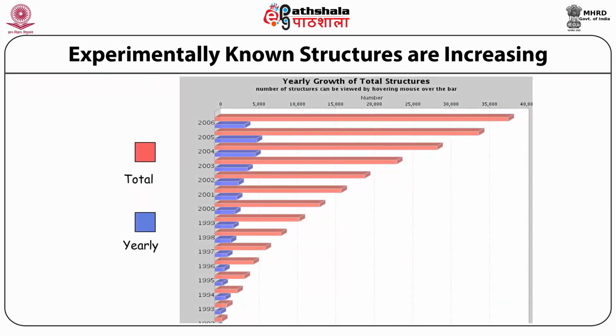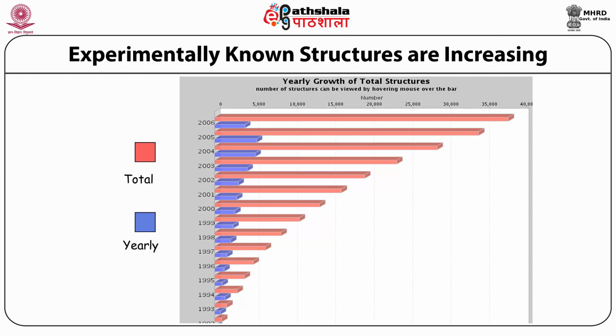So here this graph tells about how the number of experimental structures which are known to date is increasing with time. As you can see, the graph is kind of exponentially increasing. So year on year, more and more new structures are coming up. Now that's a great thing.